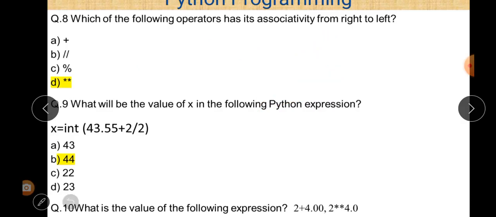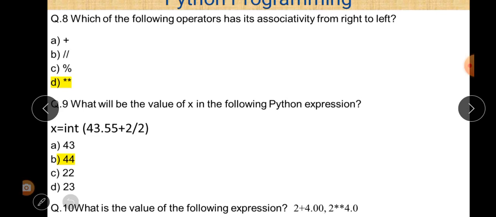Question number 9, you can see that explicit type conversion is there. And what is explicit type conversion? Actually, type conversion is of two types, implicit and explicit. When Python itself converts one data type into another, that is implicit. And when Python converts one data type into another automatically, it is converted from lower to higher always. For example, int is converted to float value.